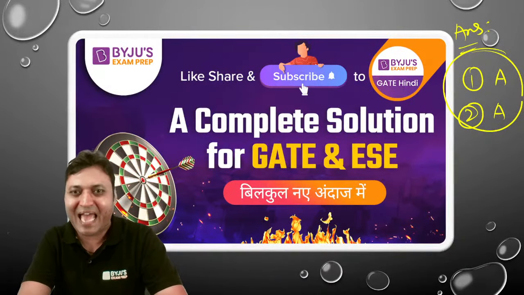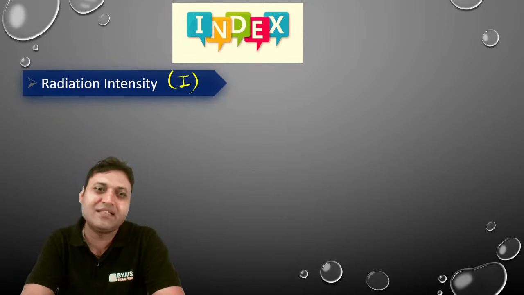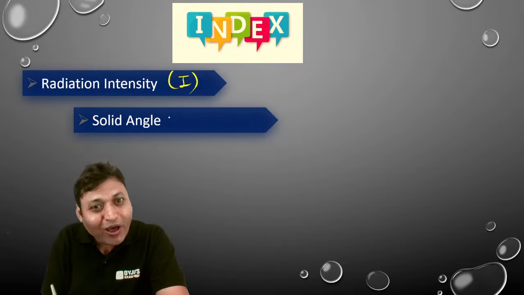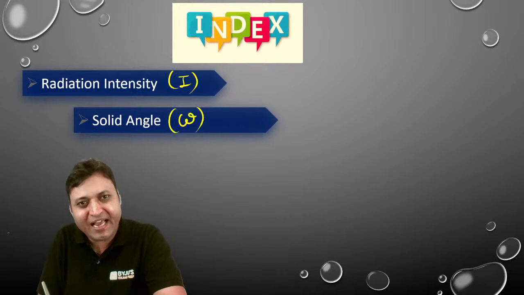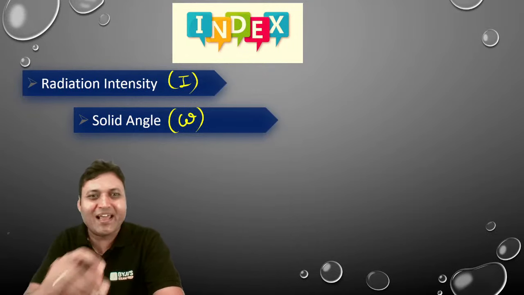So what we are going to discuss in today's session, this is the index of the things we are going to talk about. One is the radiation intensity, I. What is the unit of radiation intensity? Can anybody let me know the unit of intensity of radiation? I keep on asking you questions so that the more you share your knowledge, the more improvement you get. And then we will be talking about the solid angle denoted by omega. This is the notation for solid angle. What is the unit of solid angle?